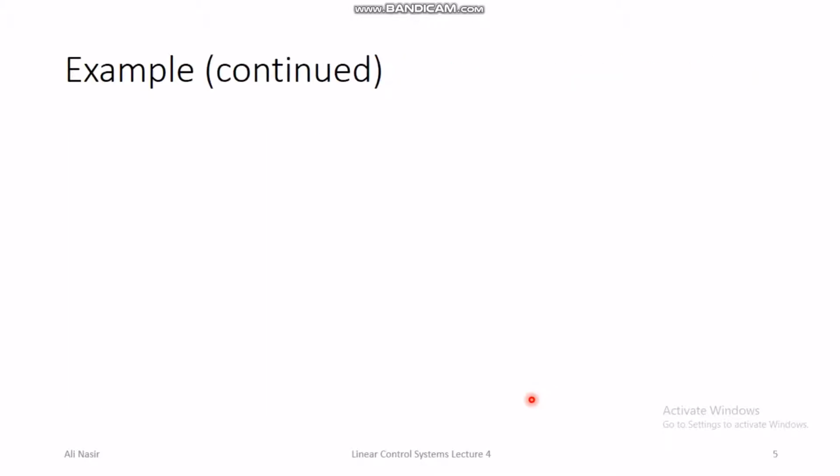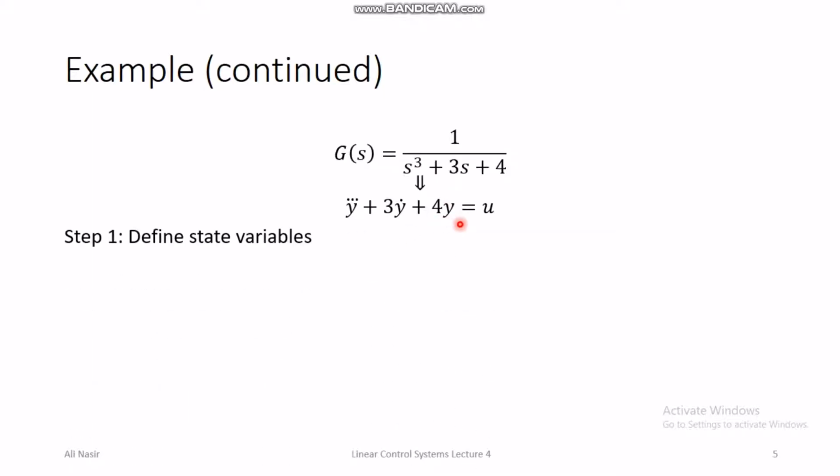So moving on with the example, we have this transfer function, and we have so far converted it into a differential equation, and now we go to step number 1. Defining the state variables, there are many ways of doing that. One of the ways that we will discuss in this lecture involves defining the output to be equal to the first state variable. So the first state variable in the system that we define is the output of the system. Then the second state variable is defined as the derivative of the output of the system.